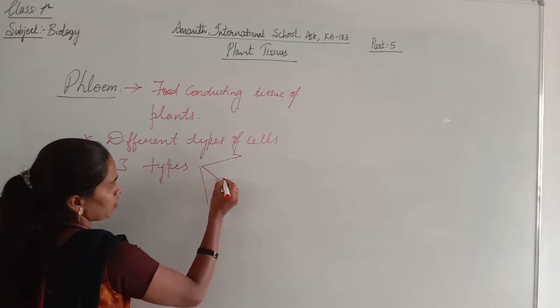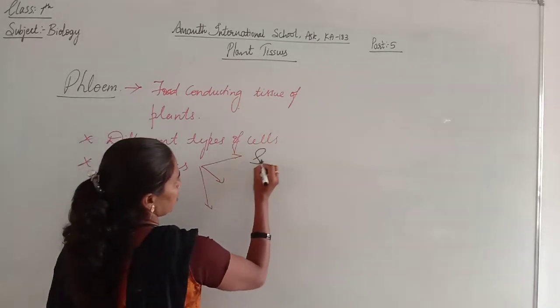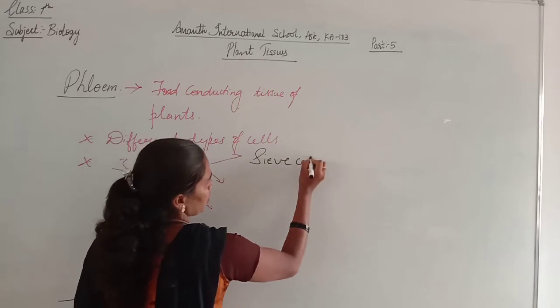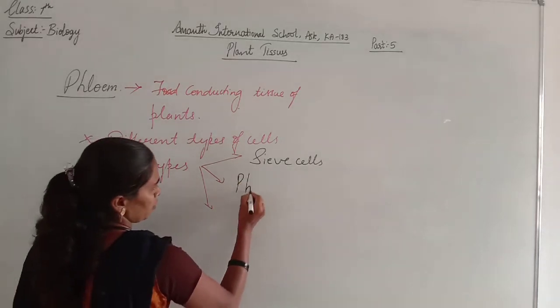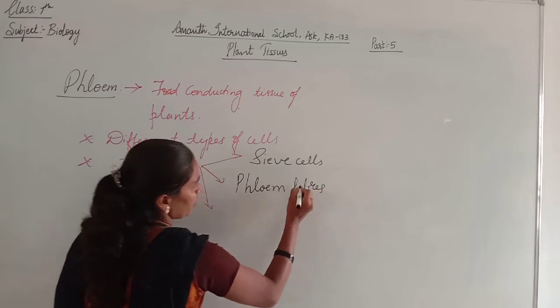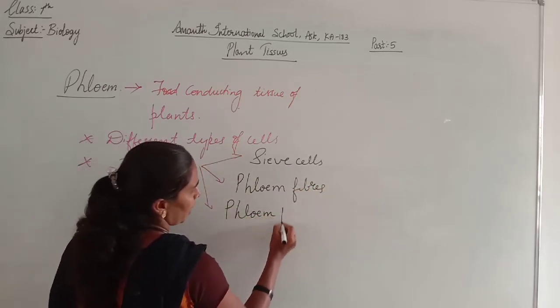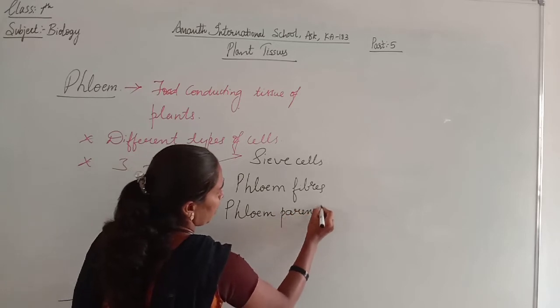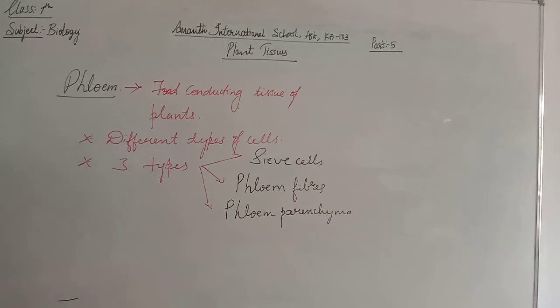The first one is the CV cells. The second one is the phloem fibers. And the third one is the phloem parenchyma.